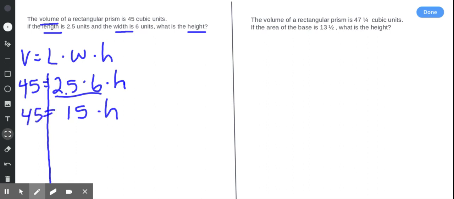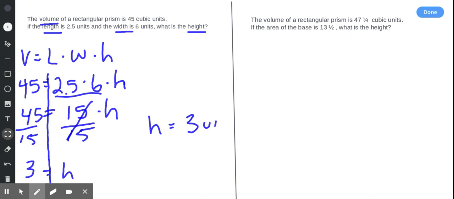I'm still trying to get h by itself to figure out what that is. So instead of multiplying by 15, I'm going to divide by 15 on both sides. That helps me because my 15s cancel out. That turns into a 1, and 1 times h is just h. Over on this side, I have 45 divided by 15, which gives me 3. So in the end, my height is equal to 3 units.